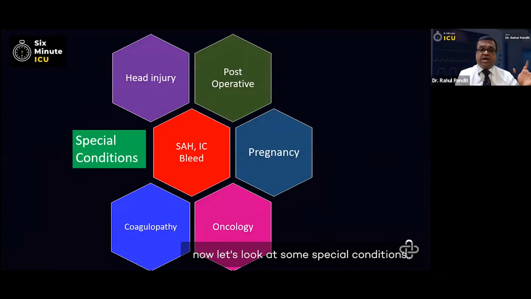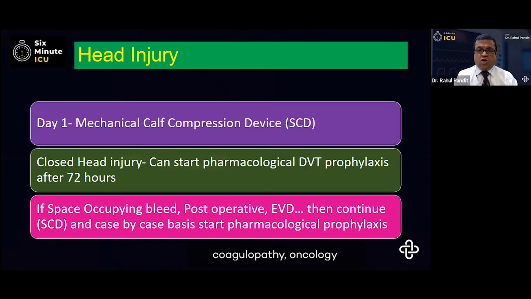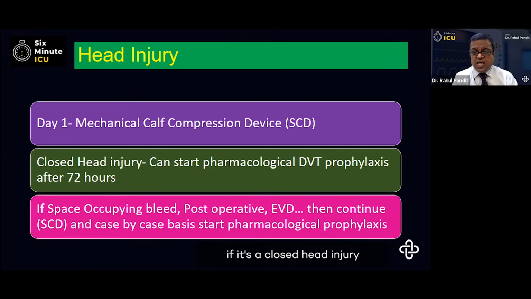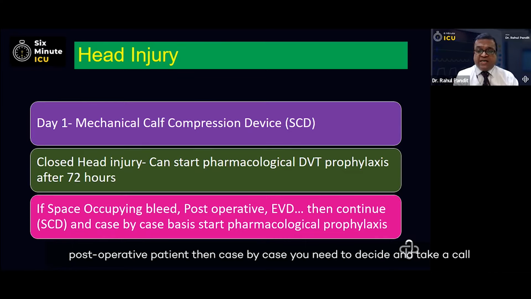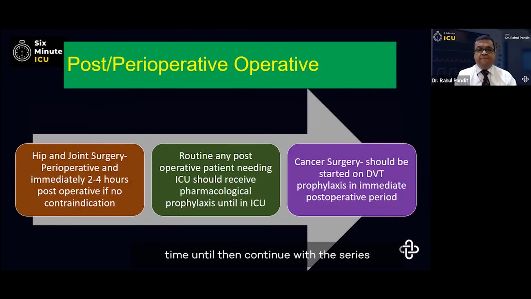Now, let's look at some special conditions: head injury, postoperative, subarachnoid hemorrhage, pregnancy, coagulopathy, oncology. Head injury, day one, always start them on mechanical calf compression devices. If it's a closed head injury, in 72 hours, you can start pharmacological prophylaxis. If there is a space occupying bleed, external ventricular drain, or a postoperative patient, then case by case, you need to decide and take a call on pharmacological prophylaxis in a few days' time. Until then, continue with the SCDs.